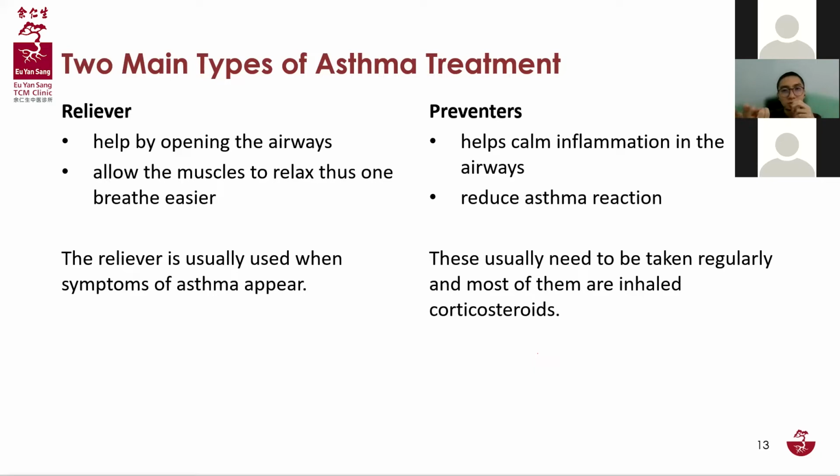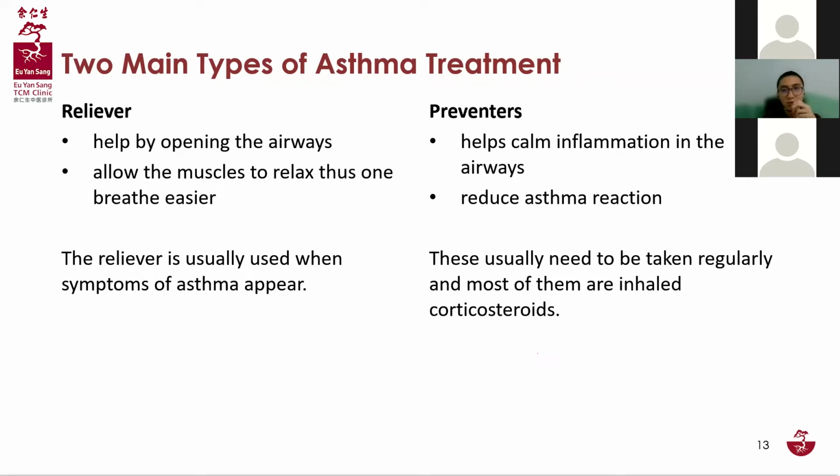So we have two main types, relievers and preventers, like you can see here. Inhalers are a good way to relieve or even treat, because they deliver the medicine directly to the lungs to help the lung muscles relax, or to calm the inflammation of the airway, so it becomes less reactive to the trigger.